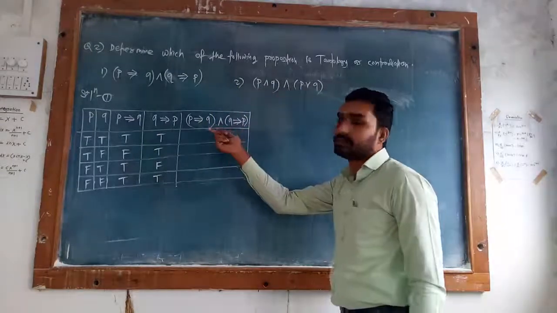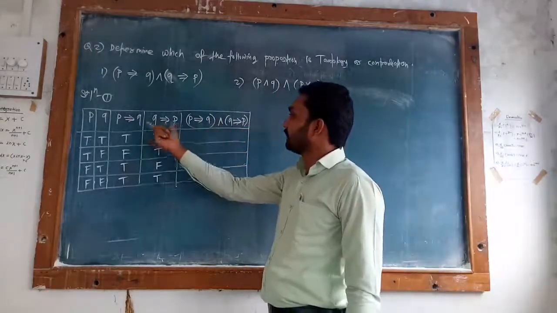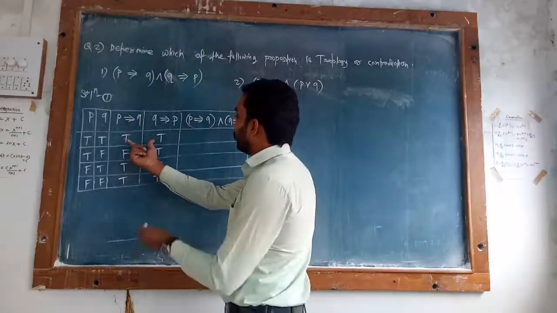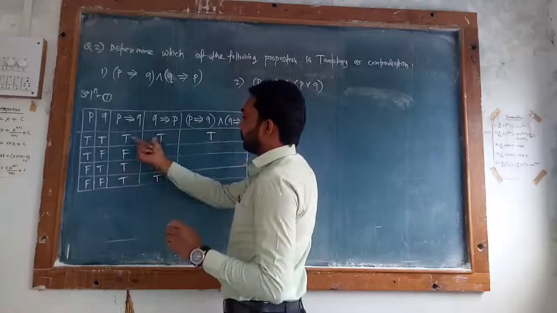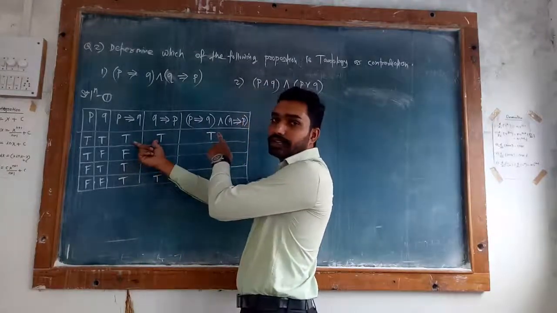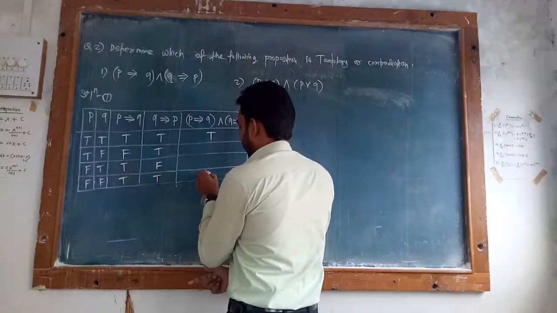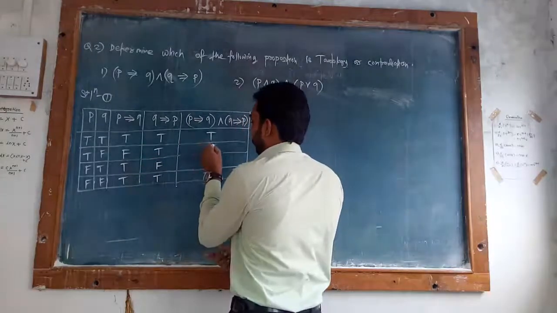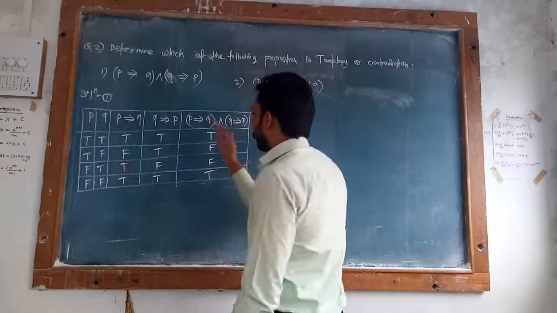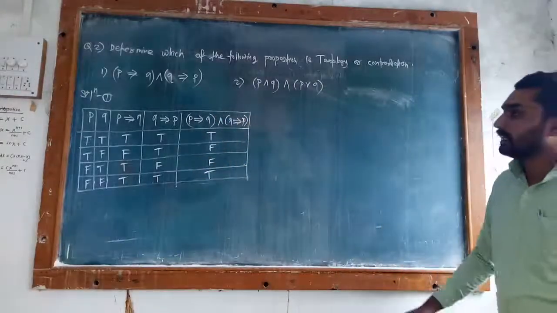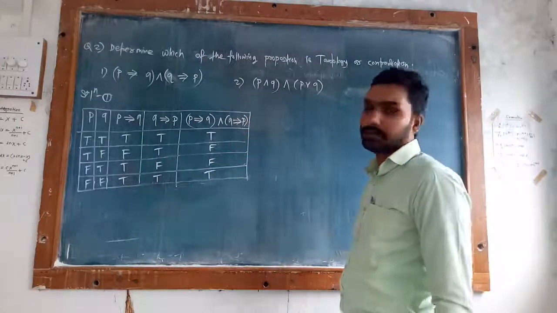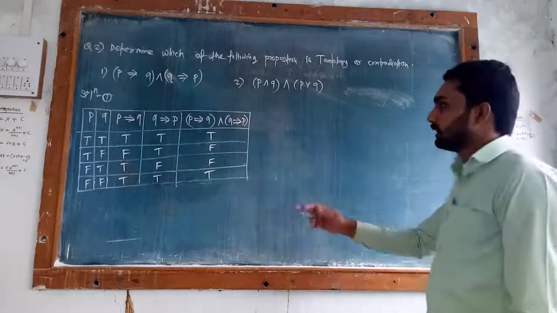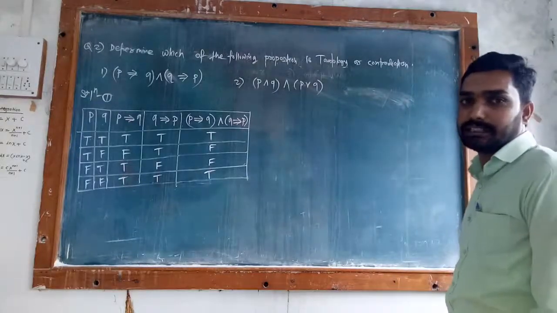What does the last, fifth column contain? Take the AND between those two columns. AND is conjunction. If both values are T, the result value becomes T. In the remaining cases, its value becomes F. So the last column contains both T and F values. Therefore, it is neither a tautology nor a contradiction. Therefore, the given statement is a contingency, right?